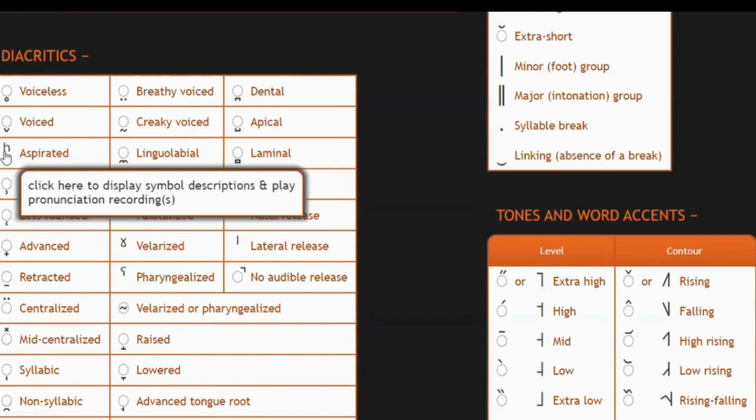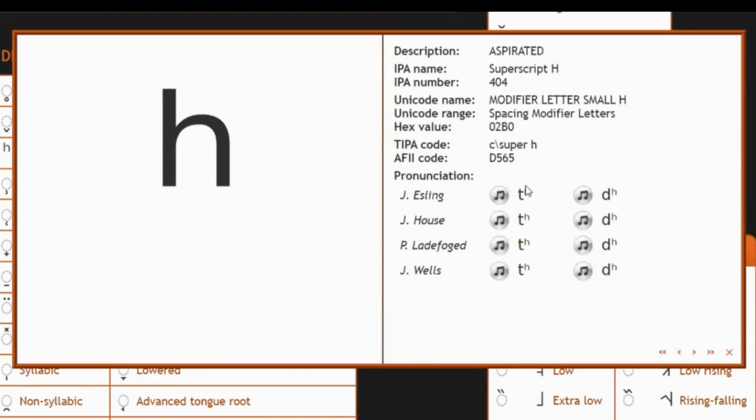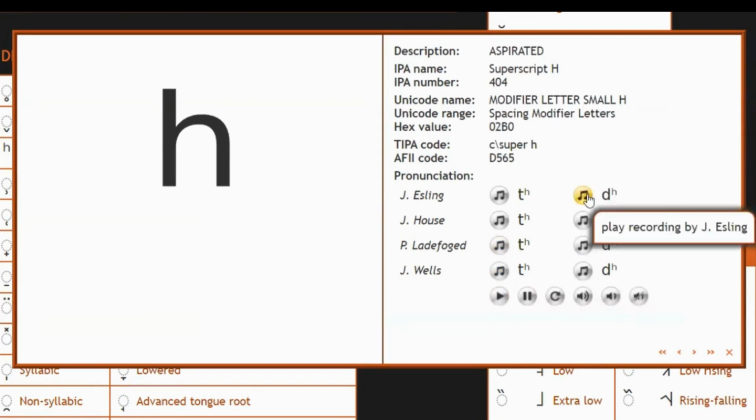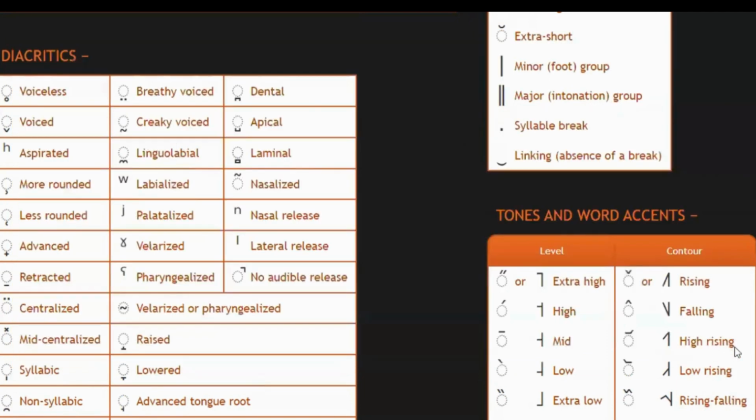Next, let's look at aspiration. This is a superscript H, as you can see here, it's written like this. So this is the voiceless aspirated alveolar stop. Ta, ta. And the voiced. Da, da.